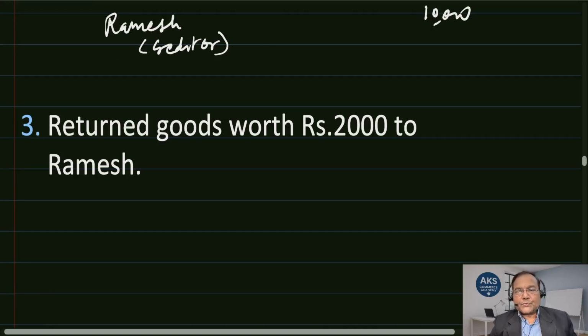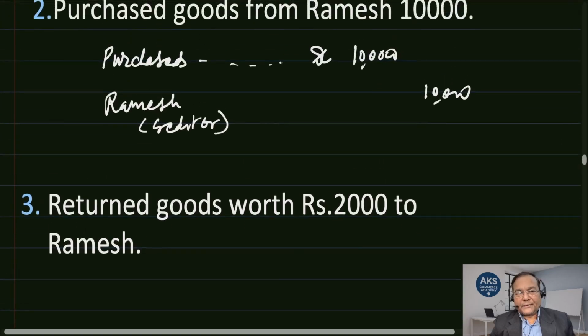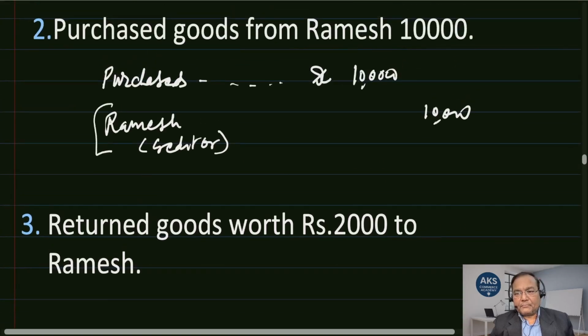Now, return goods worth rupees 2,000 to Ramesh. The purchase was done for 10,000, out of which 2,000 of goods were returned to Ramesh. So what entry do we need to pass? Ramesh is required to be debited. Purchase return is required to be credited. So the entry is here. What we have done while purchasing, we have credited Ramesh by 10,000.